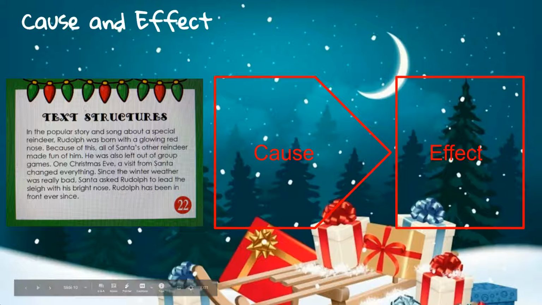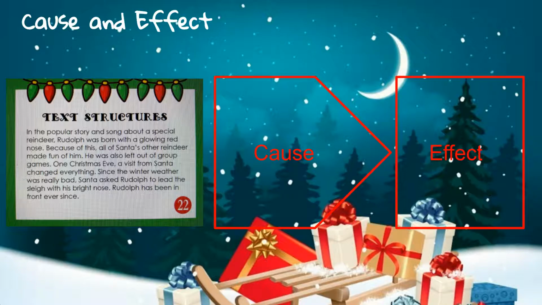In the popular story and song about a special reindeer, Rudolph was born with a glowing red nose. Because of this, all of Santa's other reindeer made fun of him. He was also left out of the group of games. One Christmas Eve, a visit from Santa changed everything. Since the winter weather was really bad, Santa asked Rudolph to lead the sleigh with his bright nose. Rudolph has been in front ever since.